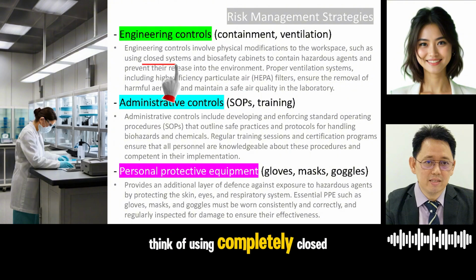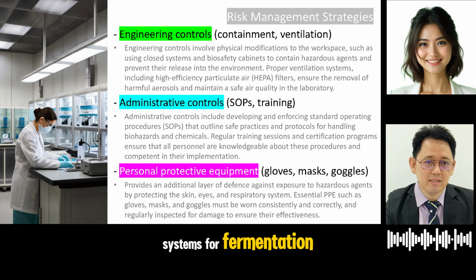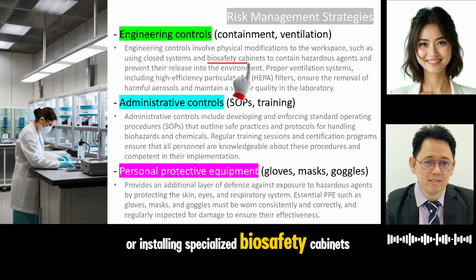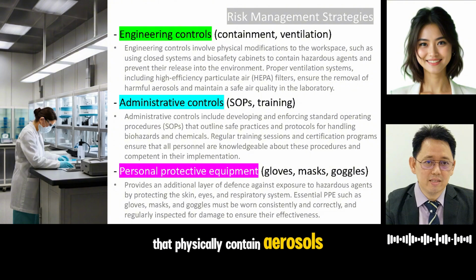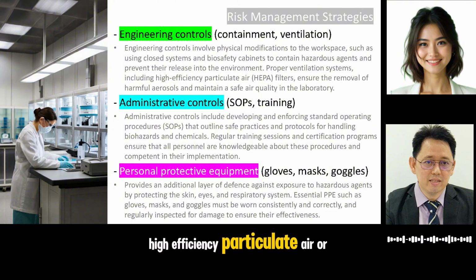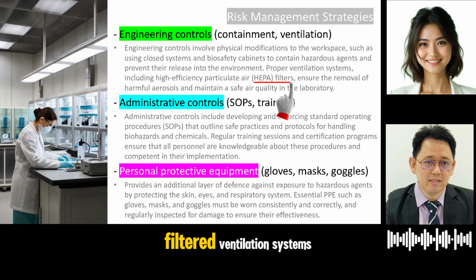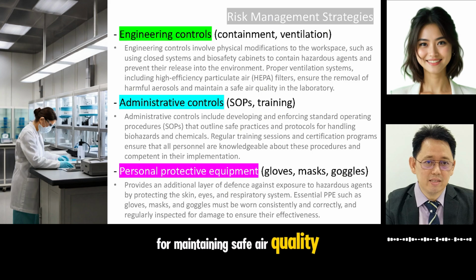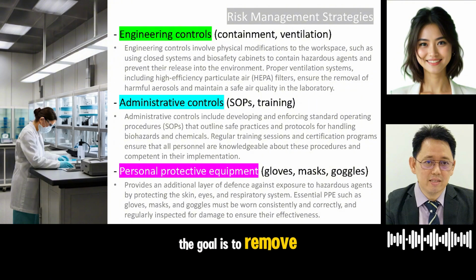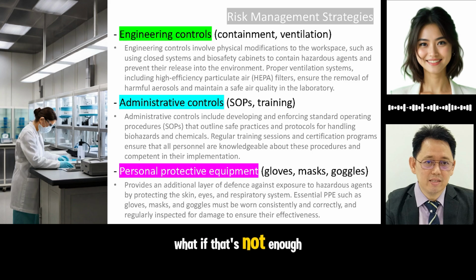Think of using completely closed systems for fermentation, or installing specialized biosafety cabinets that physically contain aerosols. High-efficiency particulate air, or HEPA-filtered ventilation systems, are another key engineering control for maintaining safe air quality. The goal is to remove or isolate the hazard at the source. Okay, physical changes. What if that's not enough or not possible?